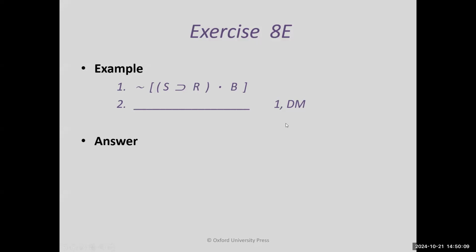If we were to apply De Morgan's to line 1, what would we get? What we've got here is the negation of a conjunction. Don't get distracted by this horseshoe, because this whole conditional statement is just one conjunct within this conjunction, which is getting negated. So this says it's not the case that both these conjuncts are true. So at least one of them is false, right? So either it's not the case that if S then R, or it's not the case that B. That's how you apply De Morgan's.